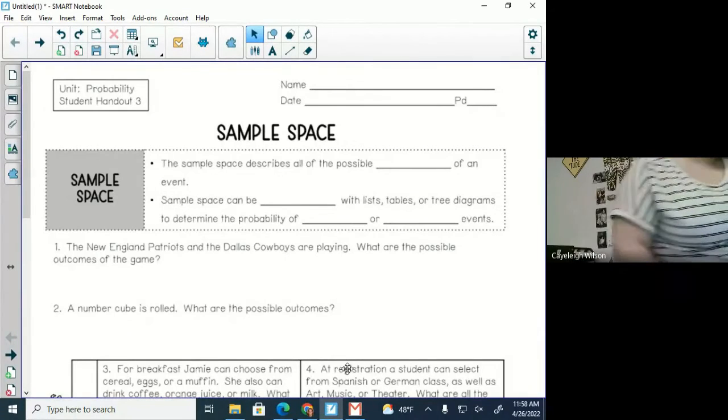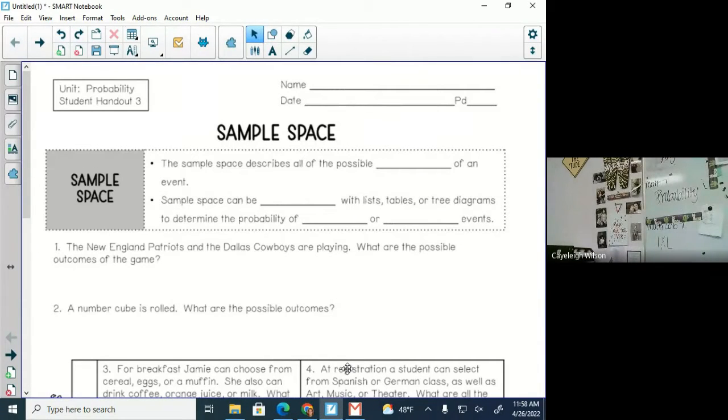Today we are moving into something called sample space. Earlier this week, or I guess yesterday, we talked about simple probability. Like, what's the probability of flipping a coin and getting tails? 1/2. If I roll a die, what's the probability I roll a 5? 1 out of 6. So sample space goes into this because sample space talks about all the probable outcomes.